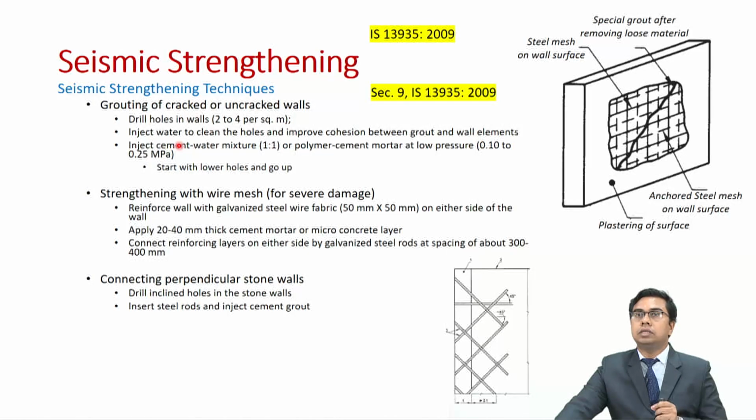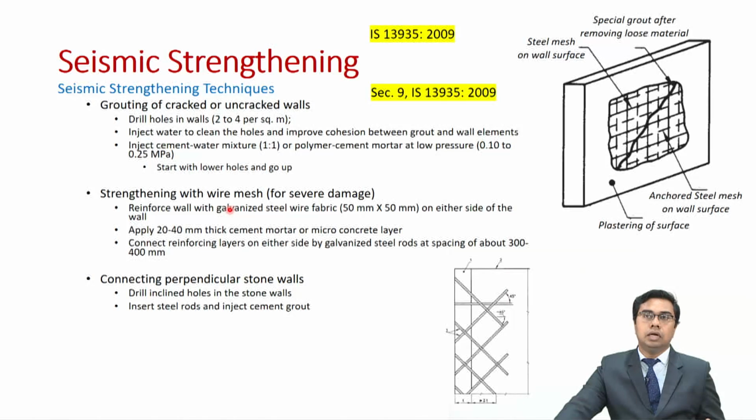So, what shall we inject? We shall inject cement water mixture, which is 1:1, means very rich kind of mixture. There is no sand in this, or polymer cement mortar at low pressure, which is at 0.1 to 0.25 megapascal.